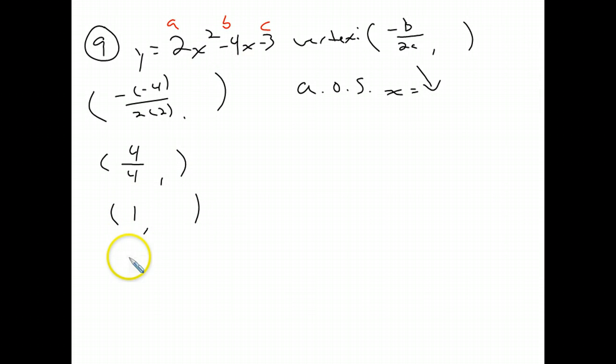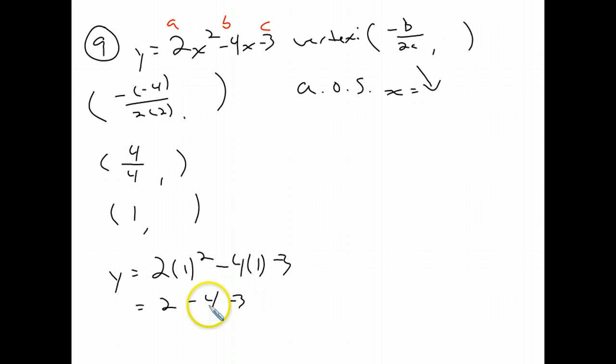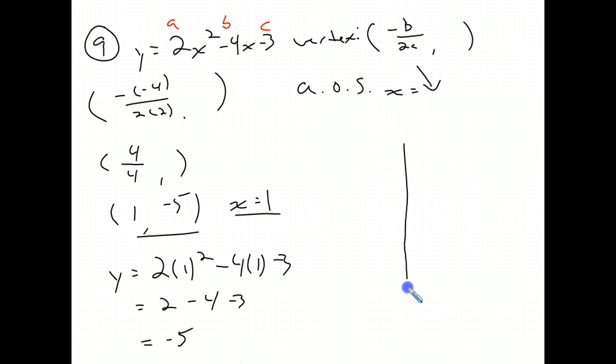To find our y, go back into your equation and plug it in. So we have 2 times 1 squared minus 4 times 1 minus 3. 1 squared is 1 times 2 is 2 minus 4 times 1 is 4 minus 3. 2 minus 4 is negative 2 minus 3 is negative 5. There's the y part of your vertex. So your axis of symmetry, don't forget, it's just x equals whatever the x part of your coordinate is. There's your axis of symmetry. There's your vertex. The hard part's over, so we can graph it.